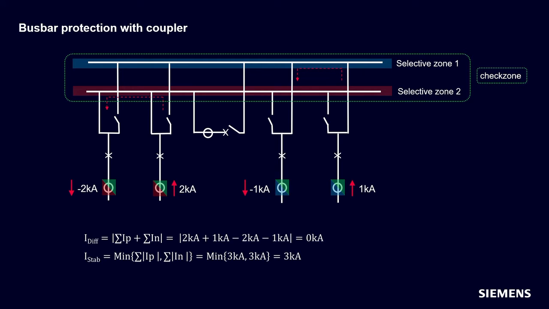For the stabilization current, we must calculate the sum of the magnitudes of all the currents flowing towards and away from the busbar. The currents flowing to the busbar are 2 kiloamps in bay 2 and 1 kiloamp in bay 4. The sum is 3 kiloamps. The currents flowing away from the busbar are 2 kiloamps in bay 1 and 1 kiloamp in bay 3. The sum is also 3 kiloamps. So in this case, both values are equal, and therefore the stabilization current is 3 kiloamps.